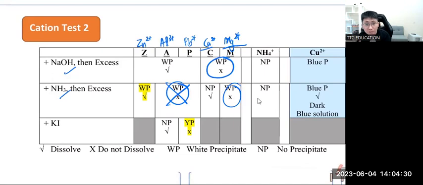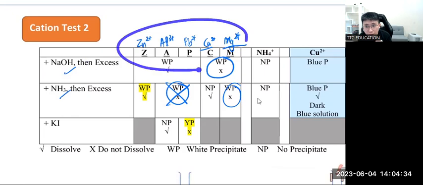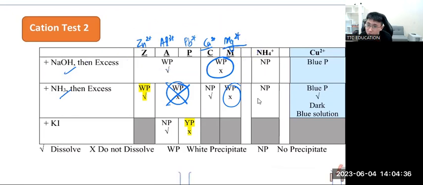So the purpose of having test 1, the sodium hydroxide, is to narrow down your choice from these 5. After my test 1, I confirm this 3 is out. Even though it still matches my observation, it's not falling into my choices already, because according to test 1, ZAP confirm out. So what is the one that actually gives you WP with a cross in test 1 and test 2? Under your Mg2+. You see that?